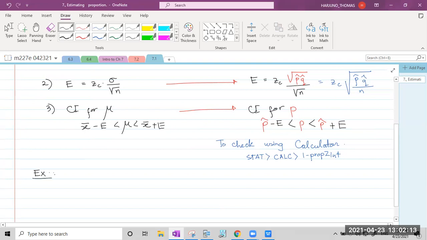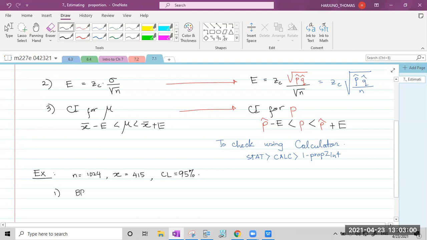For example, suppose we want to estimate what proportion of our population is fully vaccinated. We take a sample of, let's say, 1,024 people, and we found that 415 of these 1,024 people are vaccinated. Now, suppose we want to construct a confidence interval for the population proportion vaccinated at the 95% confidence level. So how do we do that?